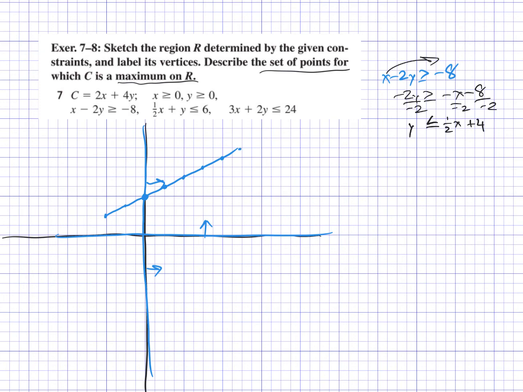Okay, and it's less than, so it's shaded down. So far, this is where we are. And let's do the next problem. 1/2 x plus y is less than or equal to 6. So that's y is less than or equal to negative 1/2 x plus 6. So again, it goes through at 6, solid. Goes down 1 and over 2, and they meet there. So down 1 over 2, down 1 over 2.